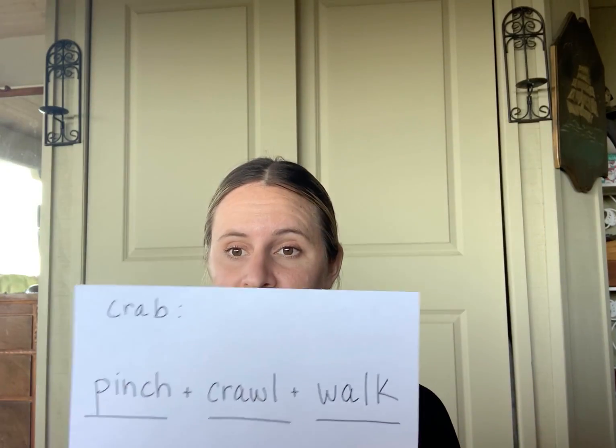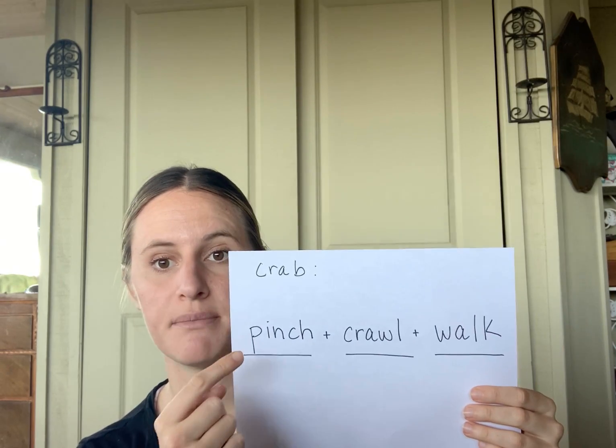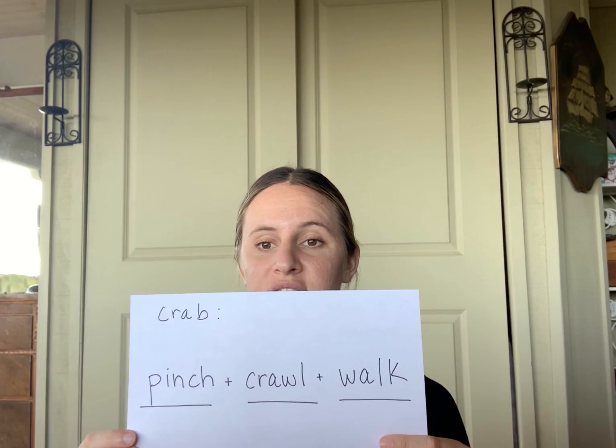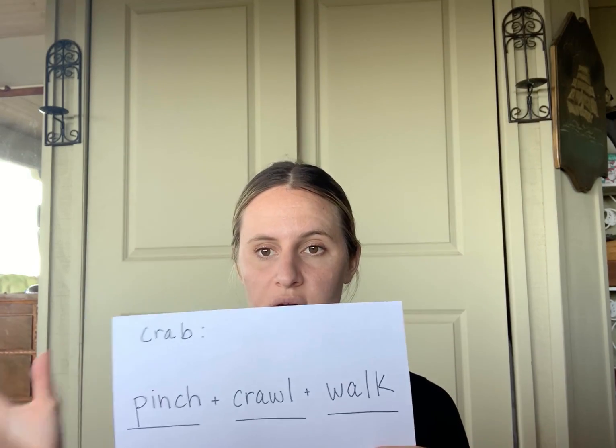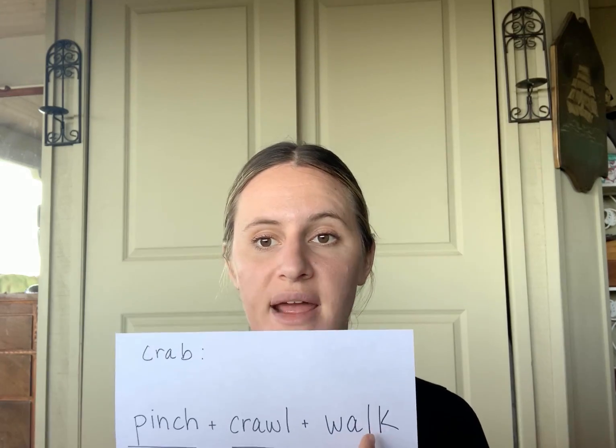The other animal we did was the crab. From the words you submitted last week, I wrote down pinch, crawl, and walk. Once you have these 3 words all together, it just becomes your dance. You add them up, and that's your dance right there. So this is example number 2.